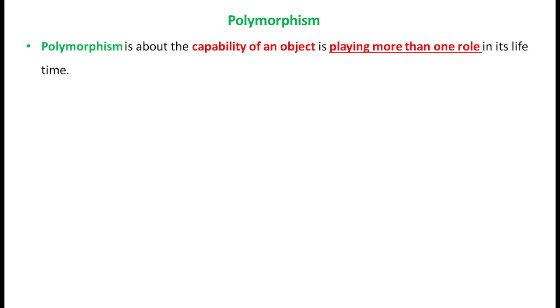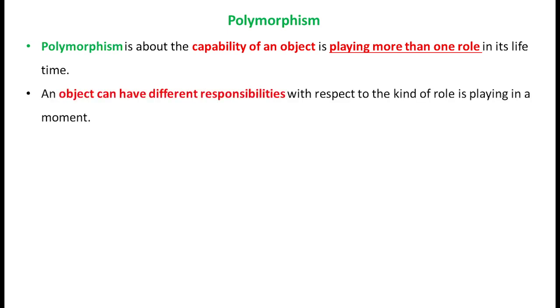So polymorphism is about the capability of an object which is playing more than one role in its lifetime. Objects may have different roles to play in their lifetime, in the sense that when you create objects for a particular application, the objects have to play different roles to fulfill the exact behavior which is required in implementing the software solution. So you can find the objects may have different kinds of responsibilities with respect to the role they have to play in their lifetime.